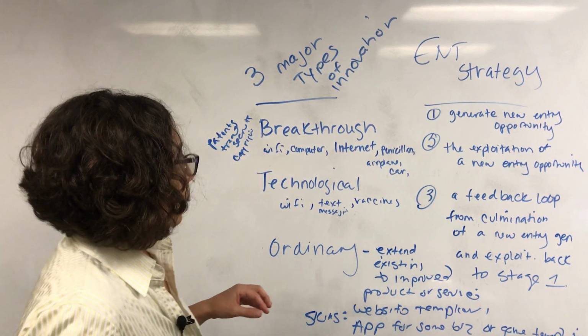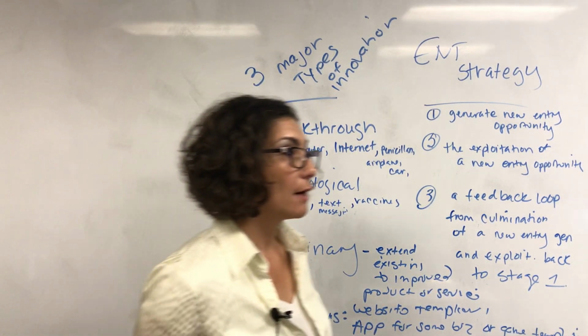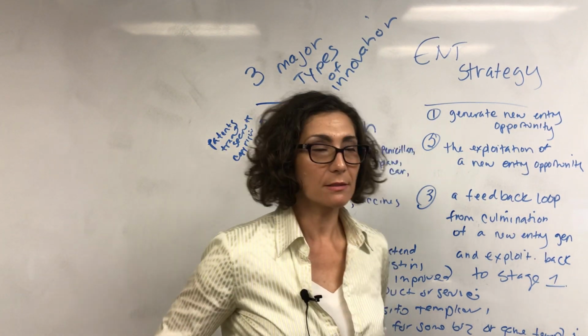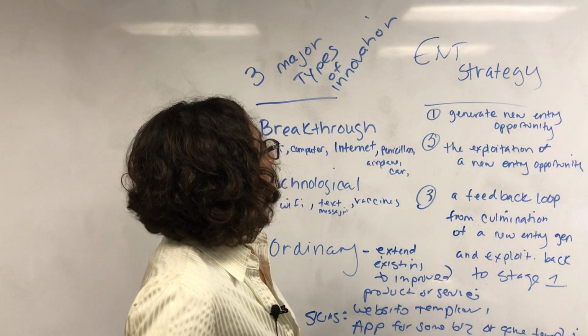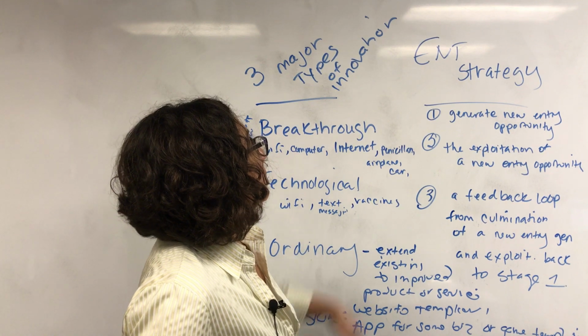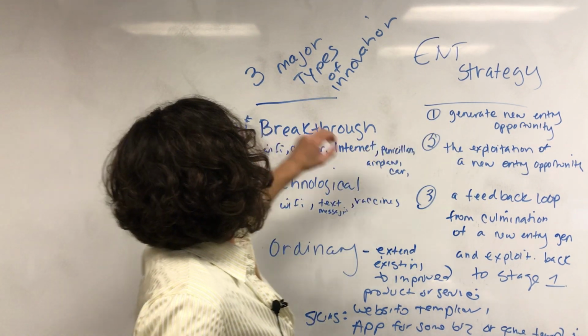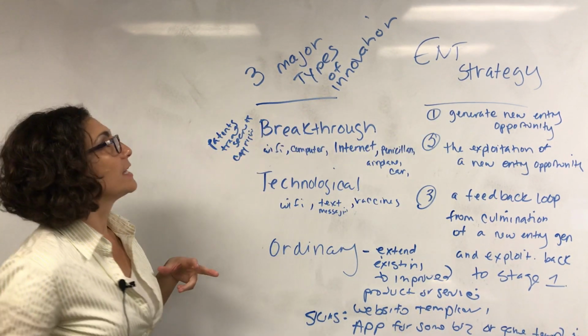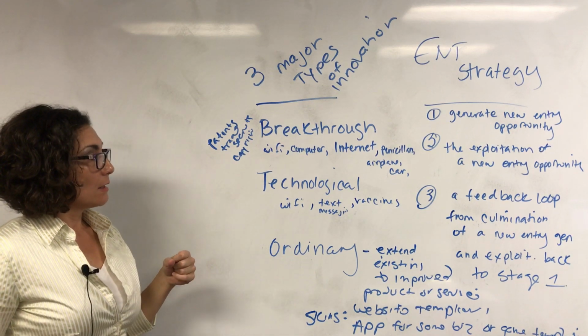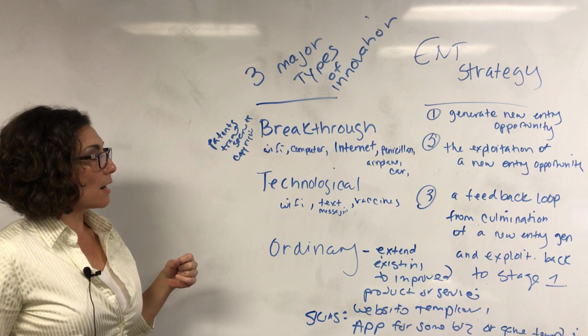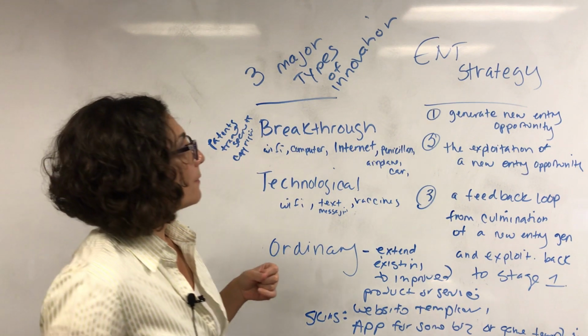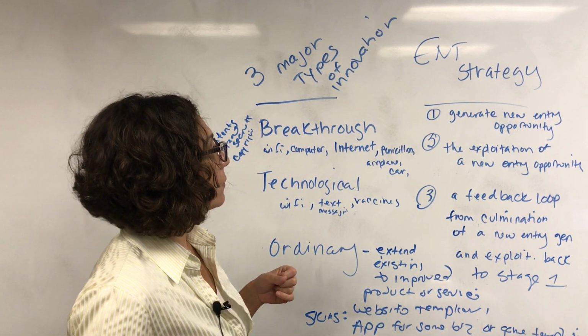So I'm going to try to just let this run about 30 minutes. We're going to talk about the entrepreneurial strategy and 3 major types of innovation. So we'll go with the first one.